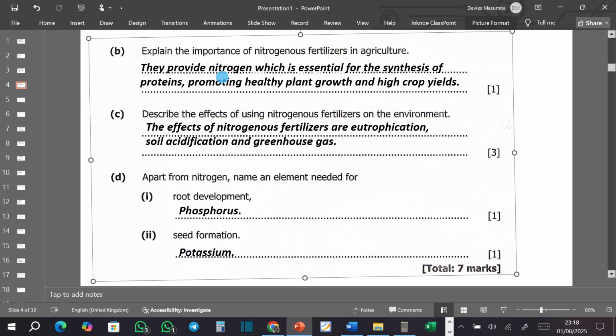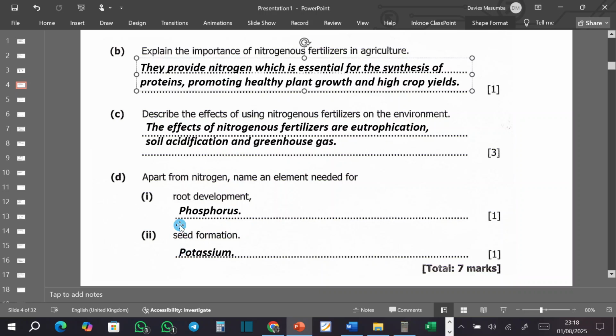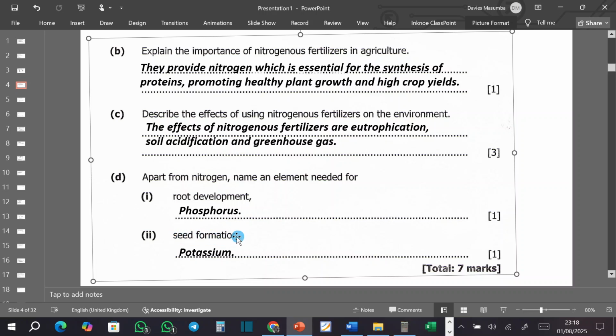N for nitrogen, P for phosphorus, and K for potassium. N will be providing nitrogen for synthesis of protein. Then P will provide phosphorus for root development. Potassium, which is K, will provide for seed formation. So very important, guys. Then we move on to the other question.